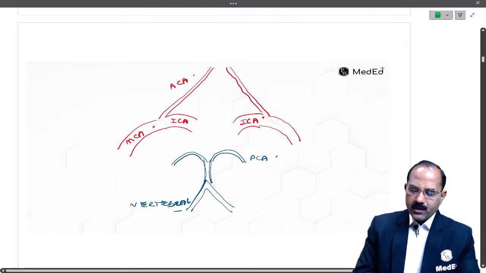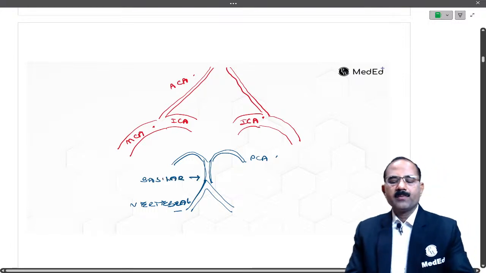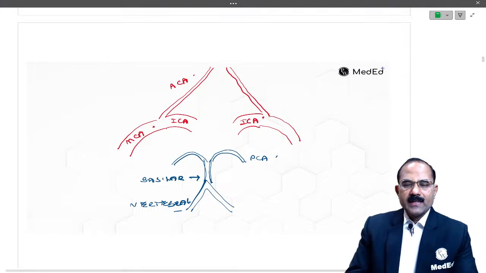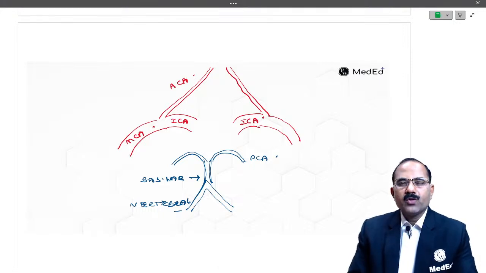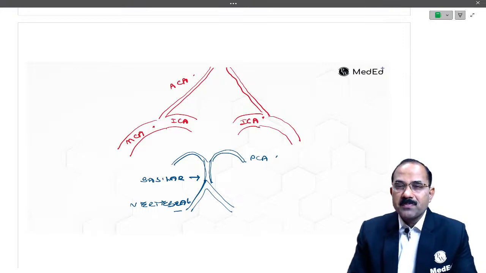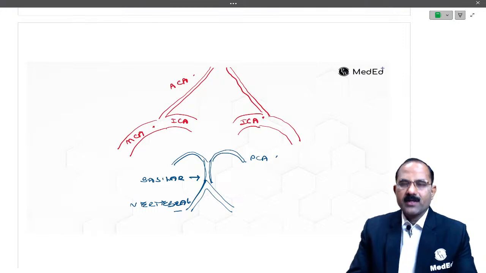Can anyone tell me, vertebral artery is a branch of what? Yes, bacha. बोलो बच्चों. Vertebral artery is a branch of first part of subclavian artery. You have to be very, very specific. It's a branch of first part of subclavian artery. Remember that vitamin C, D. First part of subclavian artery का branch है vertebral artery. There are two vertebral arteries.